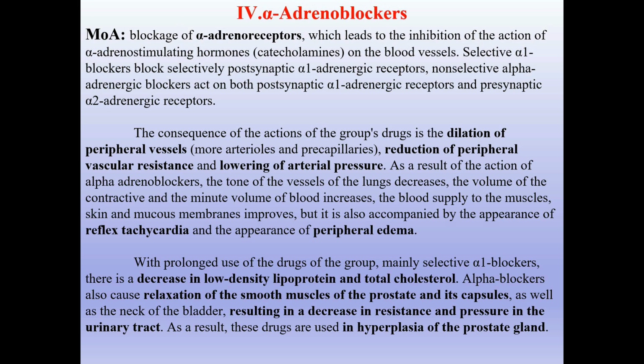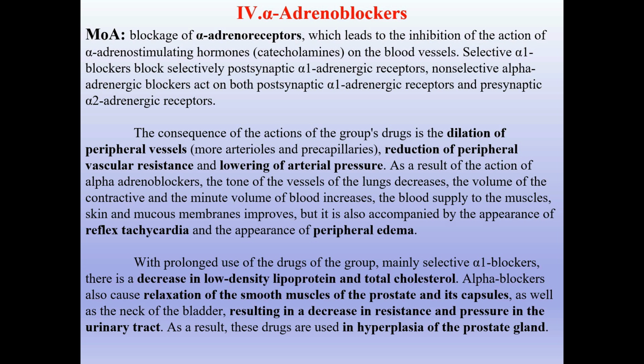Fourth group, alpha adrenoblockers. Mechanism of action. Blockage of alpha adrenal receptors, which leads to the inhibition of the action of alpha adrenal-stimulating hormones, catecholamines, on the blood vessels. Selective alpha-1 blockers block selectively postsynaptic alpha-1 adrenergic receptors. Non-selective alpha-adrenergic blockers act on both postsynaptic alpha-1 adrenergic receptors and presynaptic alpha-2 adrenergic receptors.